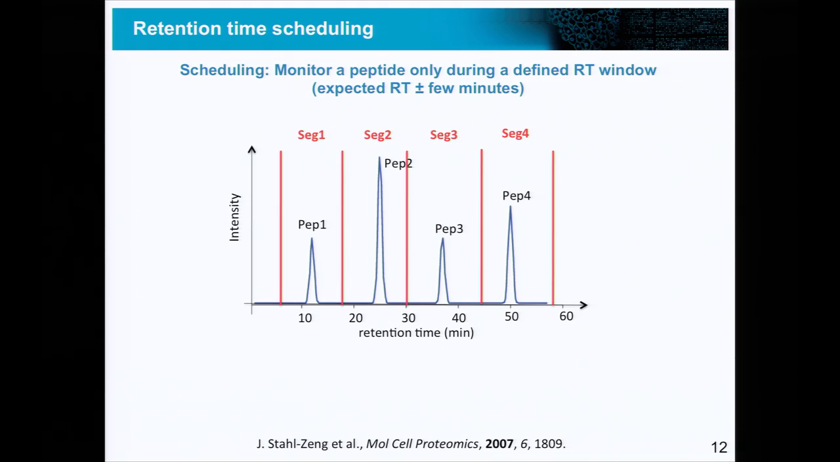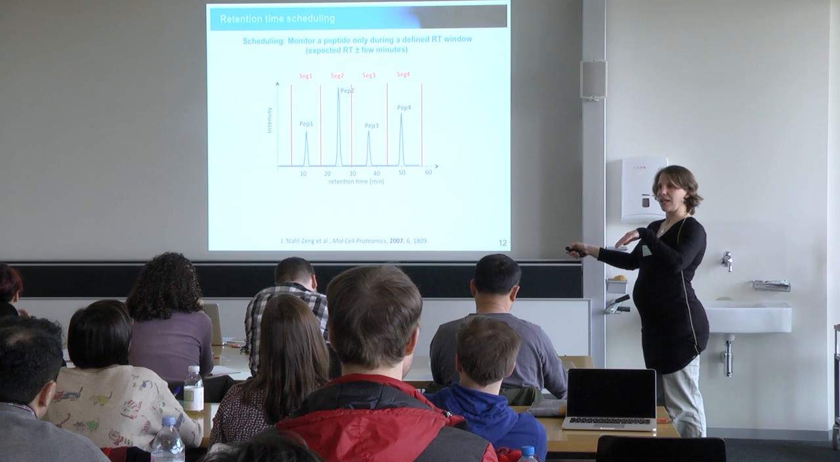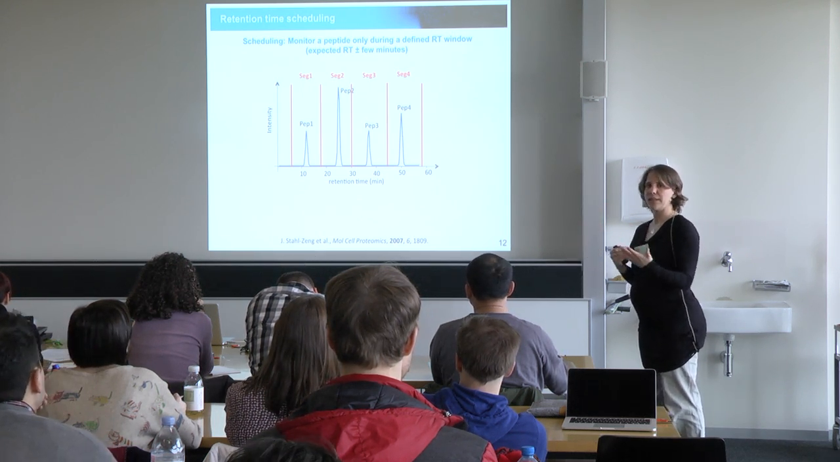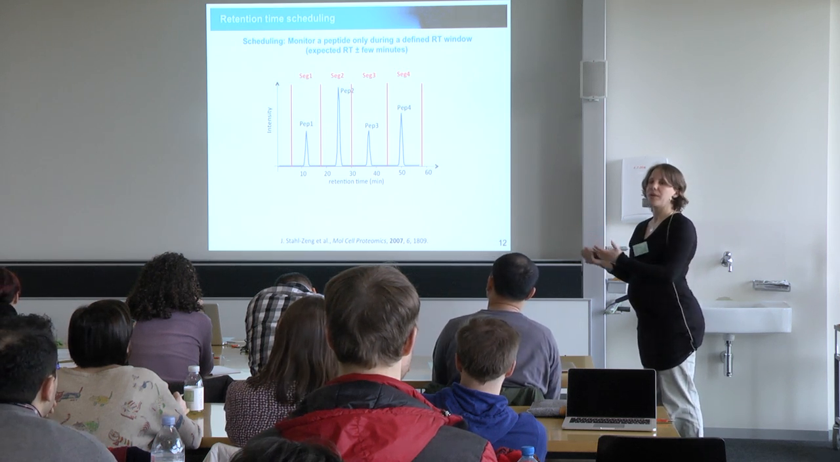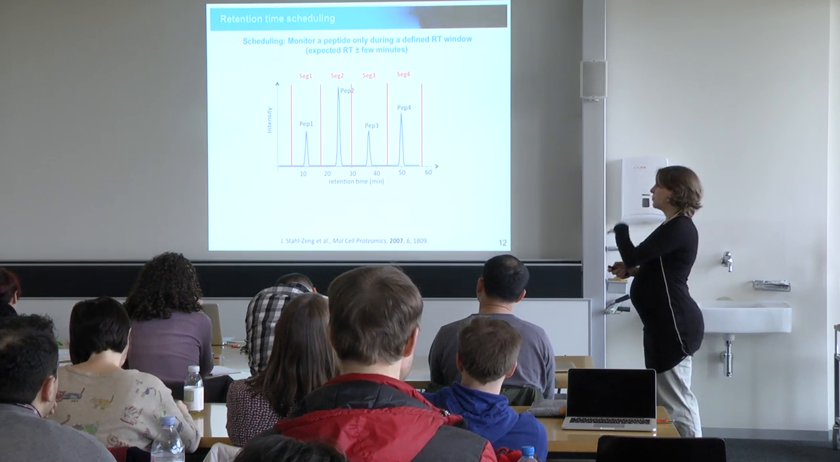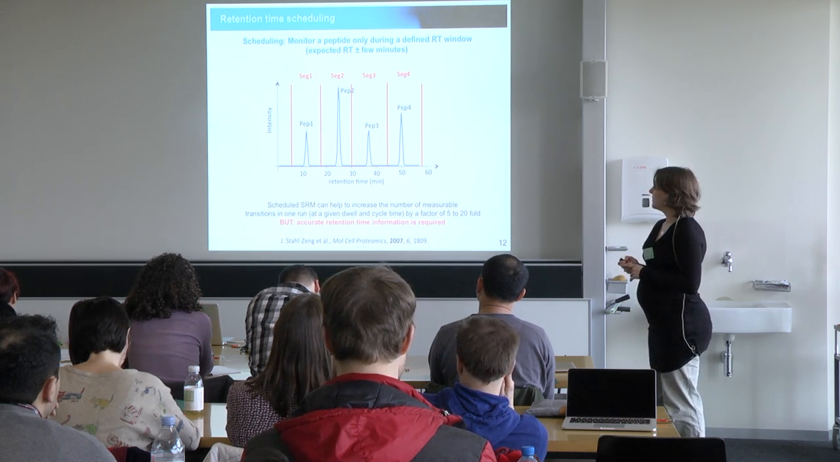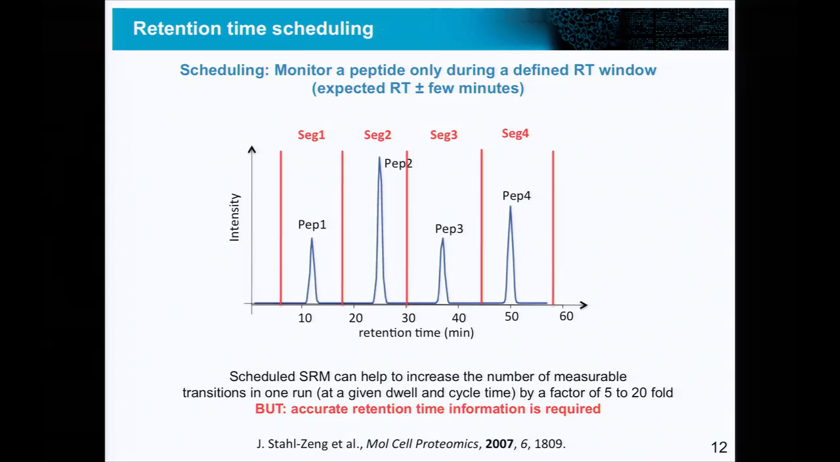And like this, you decrease the number of transitions that you need to cycle through in each segment, and thereby can, for example, improve on cycle time and dwell time, or you can add more peptides, and so on and so forth. You will hear a lot more about this retention time scheduling also in this afternoon from Ariel, and how you do this, but it can help. It's important that you understand it can help to increase the number of measurable transitions per run by a factor of 5 to 20. So these 1,000 transitions, this thing that I told you, is where you really work with scheduled SRM and where you work with windows that are quite narrow.